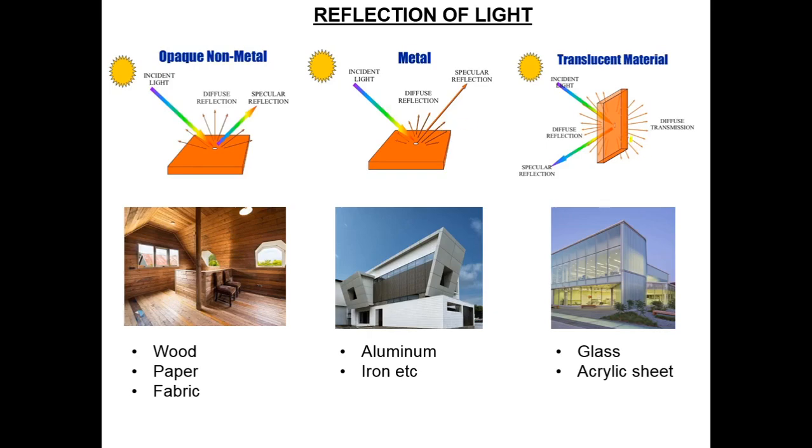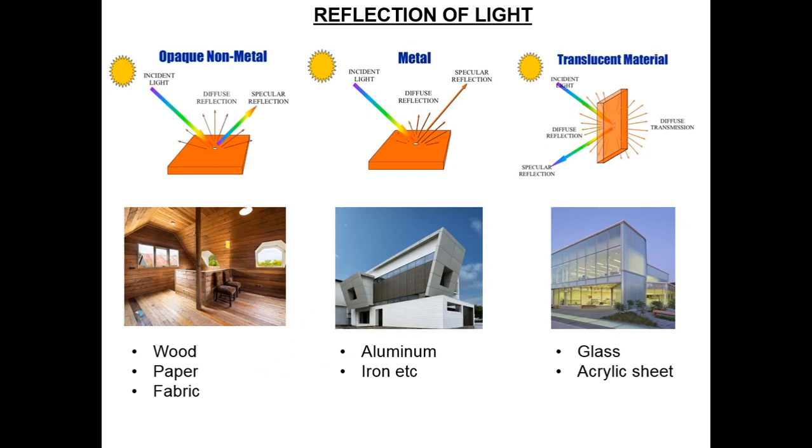A translucent or transparent material is nothing but glass. You have the incident light. There is a lot of diffuse reflection and diffuse transmission because the glass is going to diffuse the whole light and distribute it from inside to outside. So there is a little bit of specular reflection because of the glass.